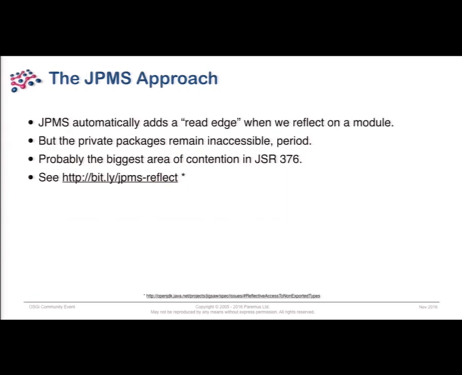In JPMS, if I reflect on a module, I will automatically get something called a read edge, which becomes like a runtime wire into a bundle. So I automatically get a read edge to a module as soon as I reflect on it. But the private packages remain inaccessible, period. I cannot access those at all. I can't call setAccessible. They are locked out. So I can't implement all of these things: ORM, dependency injection, serialization, and so on.